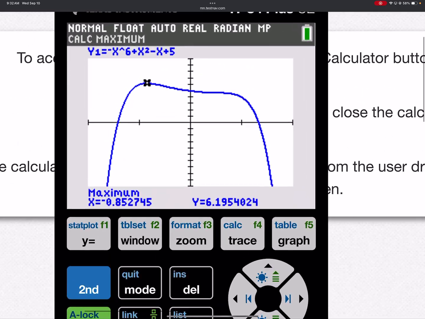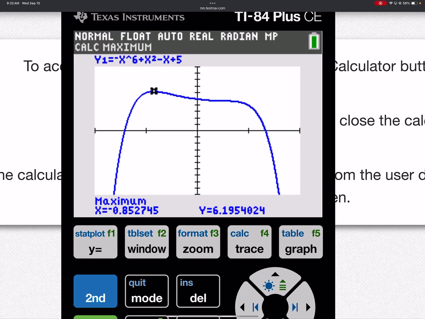And then hit enter again. And then you guys should get this really ugly answer. Did we get that answer? Yeah? Okay. So, just a reminder on the AP test or in my class, how many decimal places would you round this to? What? 3. So it'd be like -0.853 and then 6.195. Okay?